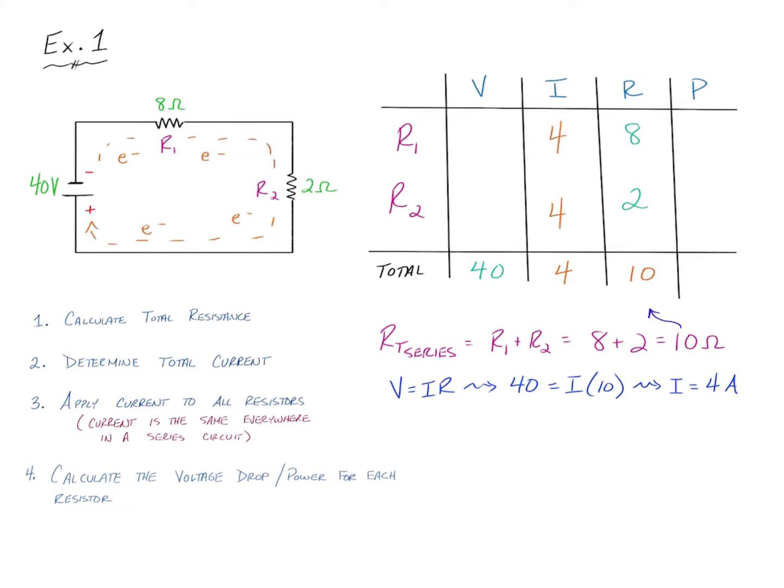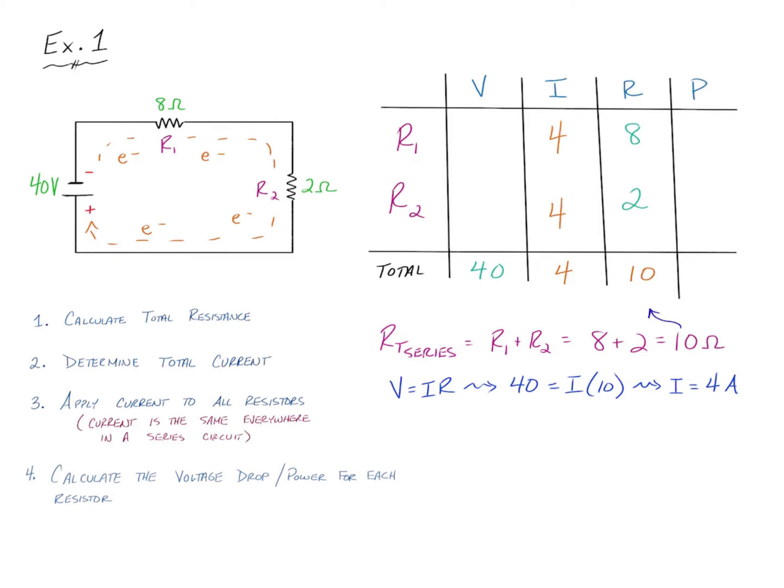Well, this is a series circuit, so I know that the current is the same everywhere because if 4 amps leaves the battery, there's only one pathway. 4 amps must go through the 8 ohm resistor, 4 amps must go through the 2 ohm resistor, 4 amps must arrive at the positive terminal of the battery on the other side. So I can just fill out the entire current column because I know that in a series circuit, the current is always the same.